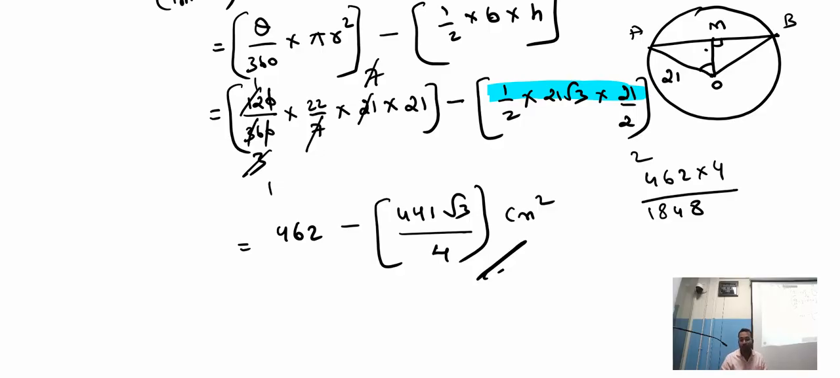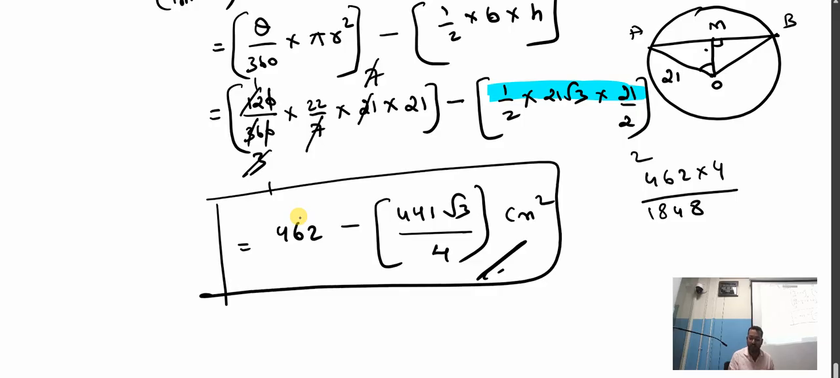Okay. Understood the area of the segment, the minor segment. They are asking us to find the area of the segment, no? Anyhow, we have found the area of the segment: 462 minus 441 root 3 by 4 centimeter square. Understood? Still, if you want to simplify, see here, 462 and 441. Can we take any common factor? Yes, sir.